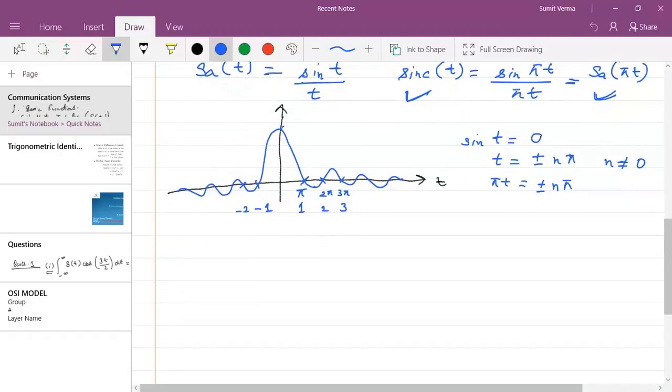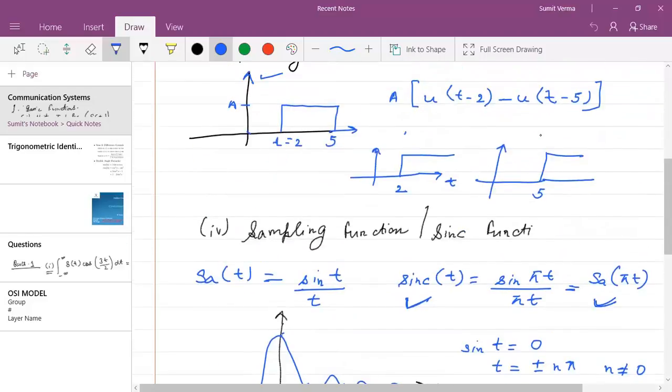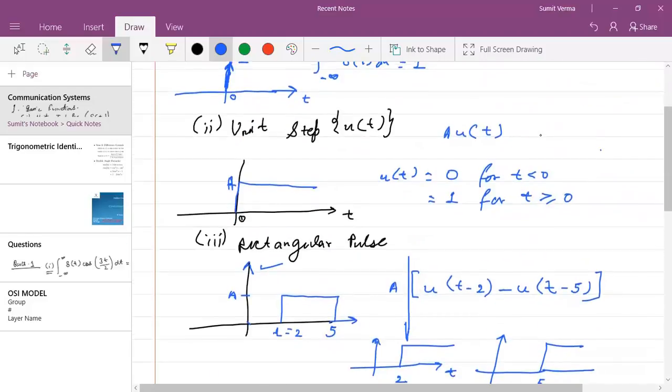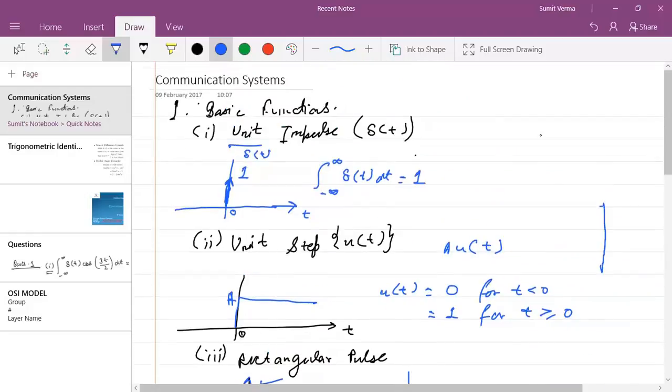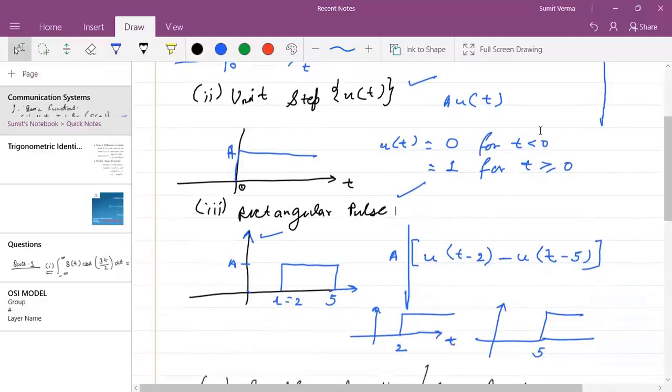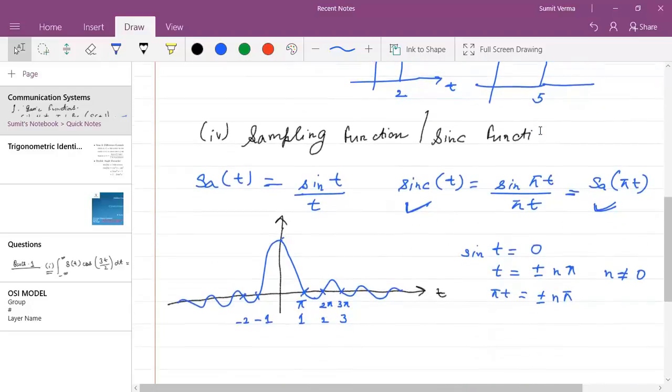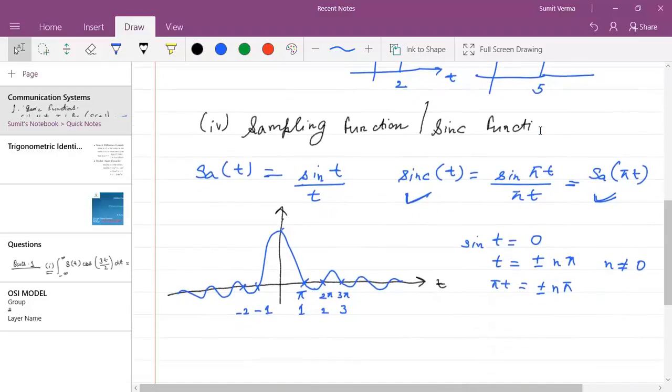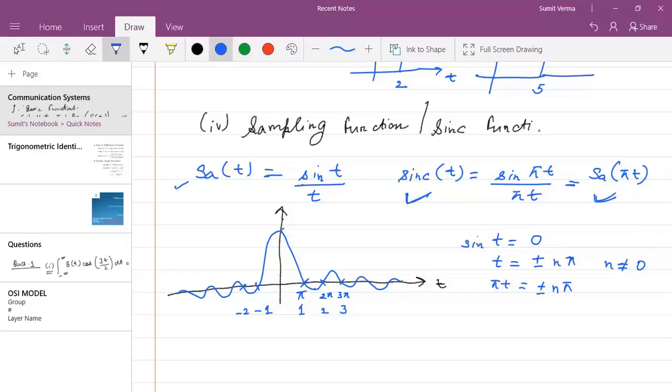So these are the basic functions that we are going to use. Let's just see them again. These functions are unit impulse, unit step, rectangular pulse. Similarly, we can define triangular pulse as well, and then the sampling function or the sinc function. Don't get confused between sampling and sinc formats. These are almost the same things, just a multiplication factor of pi is different.